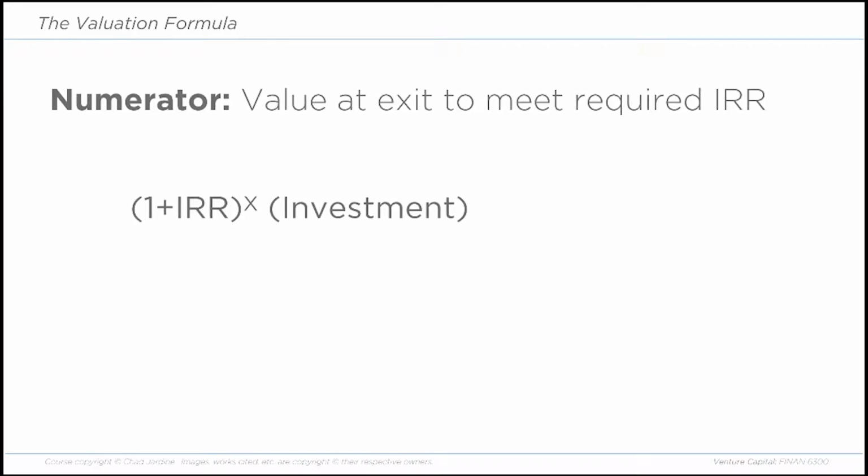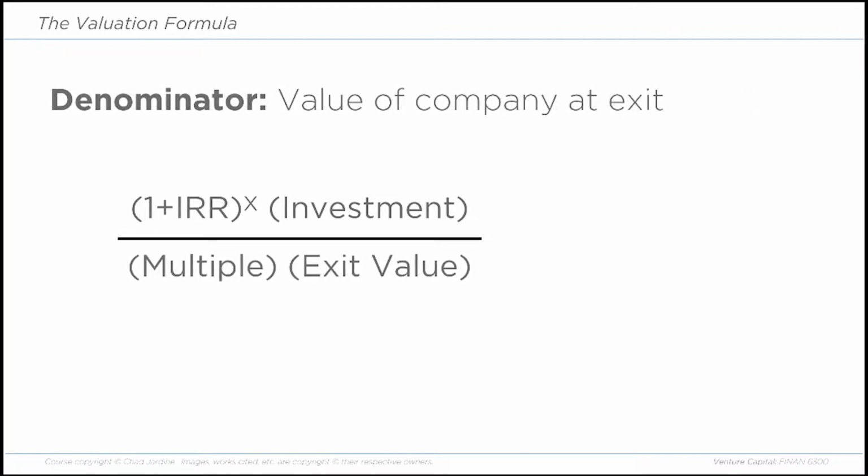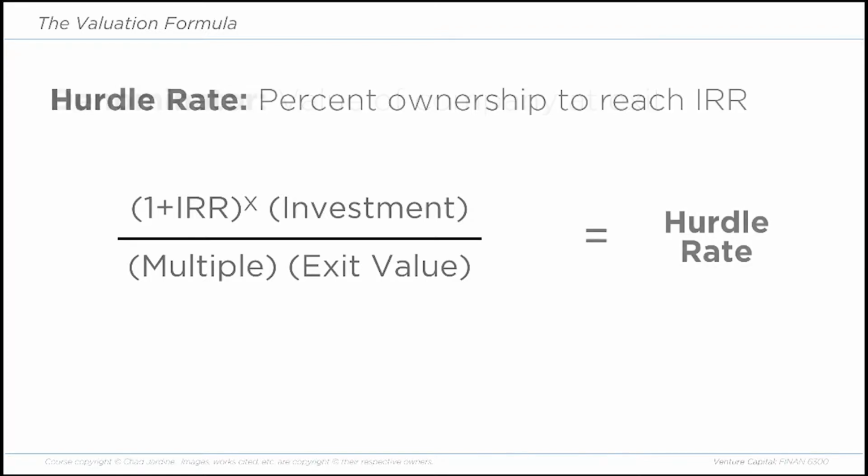It's pretty simple. There's a numerator and a denominator. The numerator looks like this. It's (1 plus the IRR) raised to the number of years to exit, times the amount of the investment. This tells us how much the investor's planned investment will be worth, assuming the required IRR. The denominator is the value of the entire company at exit. This is calculated by using a multiple for a key metric or exit value. The key thing is that the numerator divided by the denominator gives us a hurdle rate. The hurdle rate is the minimum percent of ownership the investor needs in order for the investment to generate the required internal rate of return.